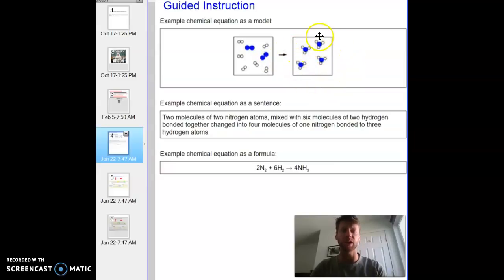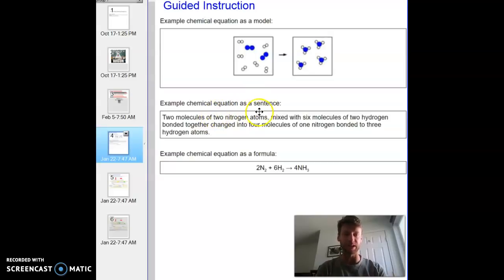Now this is what you saw with your Explorer earlier. It is totally fine to represent models using chemical equations. It actually helps us with our visual understanding of what's actually happening at a microscopic level. However, as you've seen and probably gotten frustrated with, drawing models for everything can be really annoying and frustrating. It's not that fast. It's not that efficient.